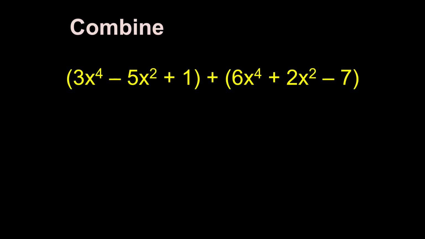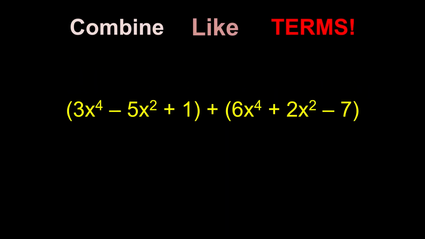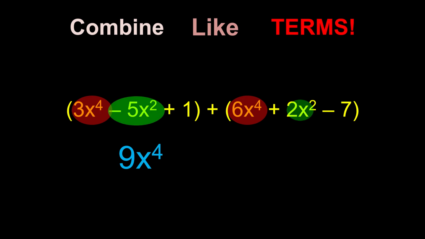We want to combine like terms. So let's identify what those like terms are. Our first one, we have 3x to the fourth, and I also see 6x to the fourth. So if I do 3x to the fourth plus 6x to the fourth, I'm going to get 9x to the fourth. All I did was add my 3 and my 6 together to get 9, and x to the fourth remains the same.